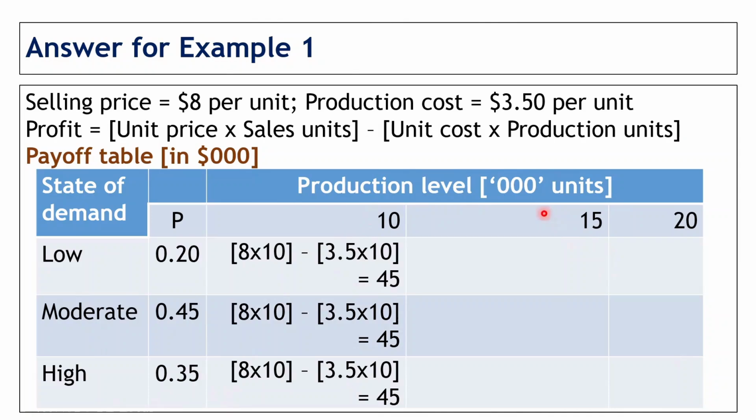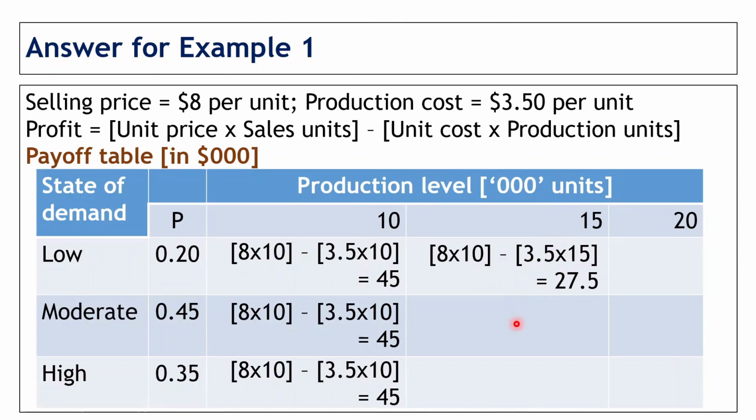For production level 15,000 units, when the demand is low, the demand quantity is 10,000 units, which is less than production quantity 15,000 units. In this case, the company will sell what has been demanded, even though they have produced a higher quantity than that. We'll get the revenue for 10,000 units and the production cost for 15,000 units, giving us profit $27,500.